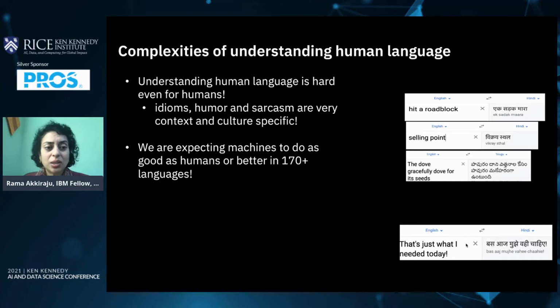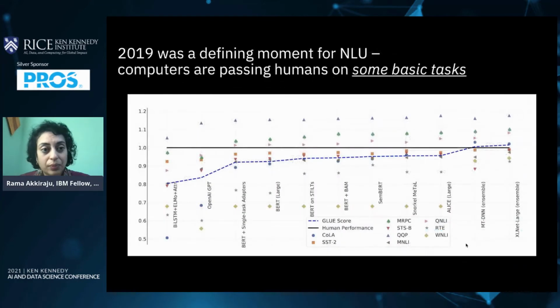So right there, we can see that there are lots of challenges in understanding one language itself, or doing translation from English to other languages. And we're expecting machines to do as good as humans or better in 170 plus languages. Let's see where we are with regards to technology.